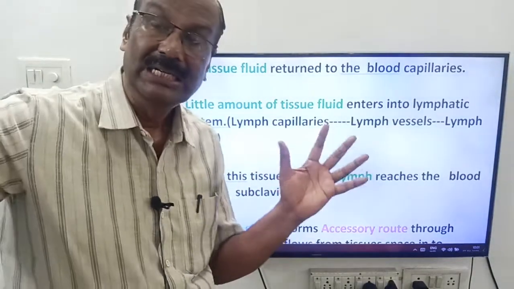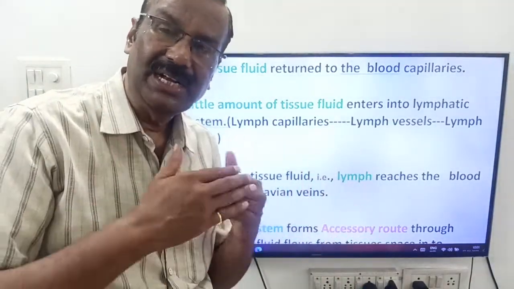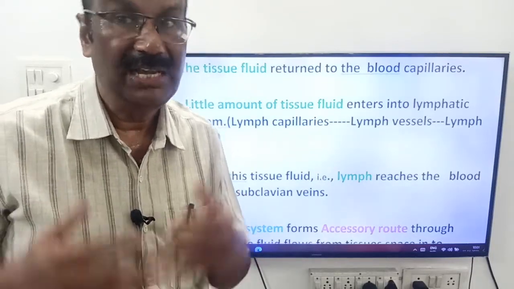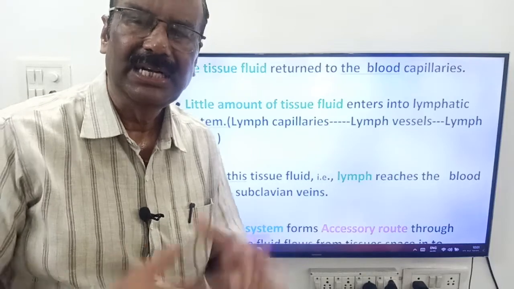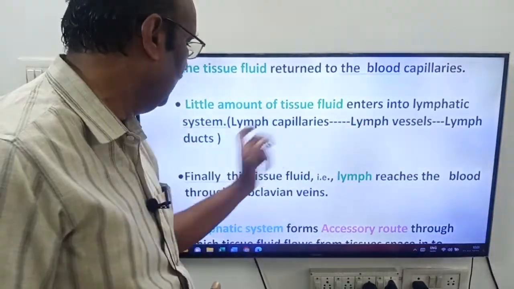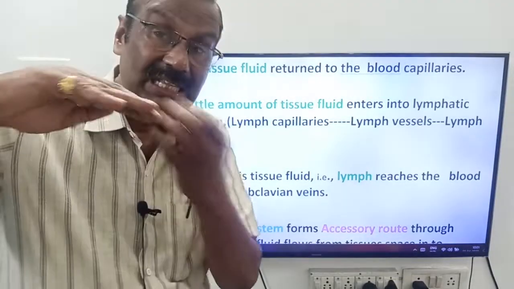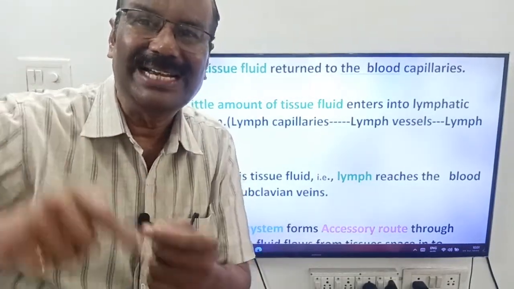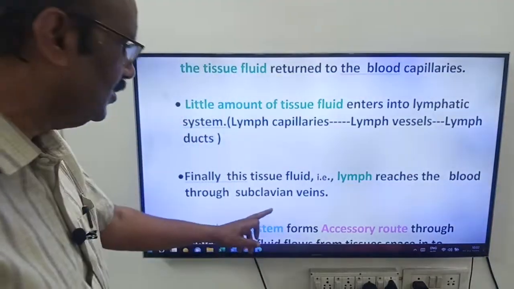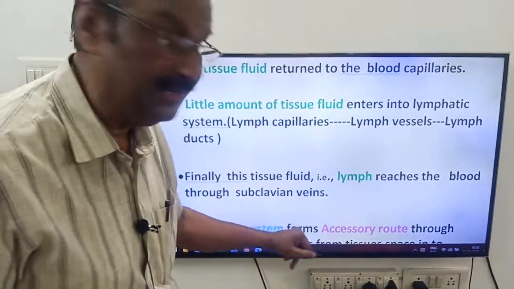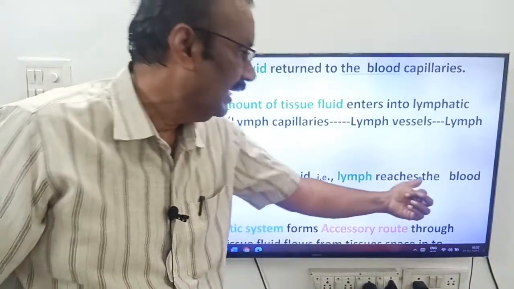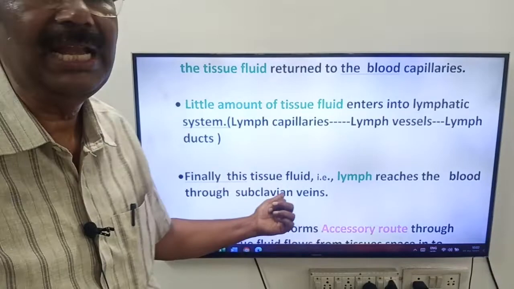See friends, the interstitial fluid which enters into the lymphatic system is called lymph. This lymph first enters into the lymph capillaries, to lymph vessels, to lymph ducts. Then at last once again it enters into the blood, through which veins? Through subclavian veins. Finally this tissue fluid, that is lymph, reaches the blood through subclavian veins.